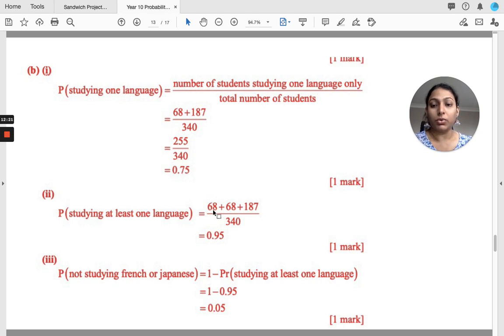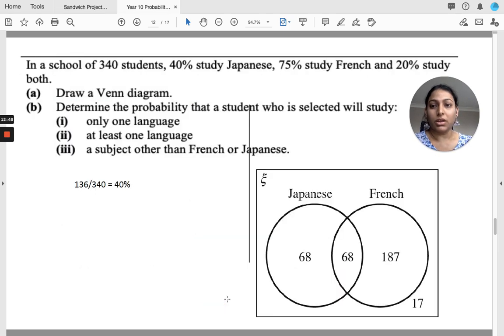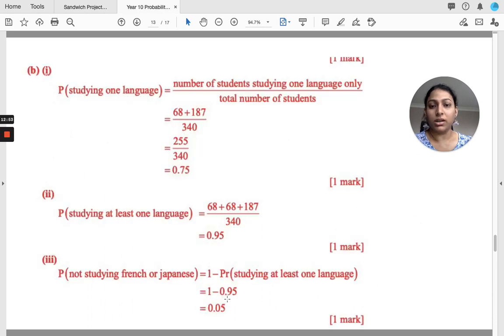All right, here's a more detailed explanation of what I just said. So you can try to understand that, right? So now the probability of studying at least one language is you add your 68 plus 68 plus 187, which is like 95% of the students. So which means 5% are not doing anything. So you could have done 17 divided by 340, that is still 5%. All right, guys, so look at your explanation for this problem.